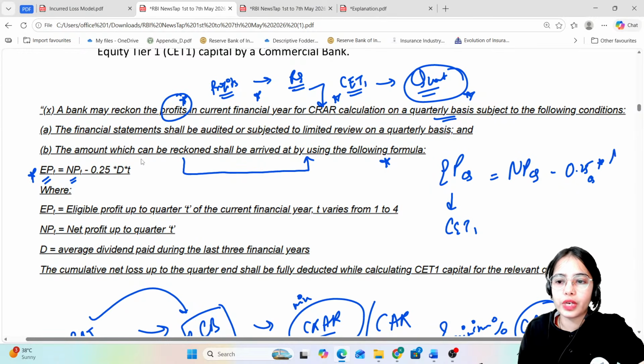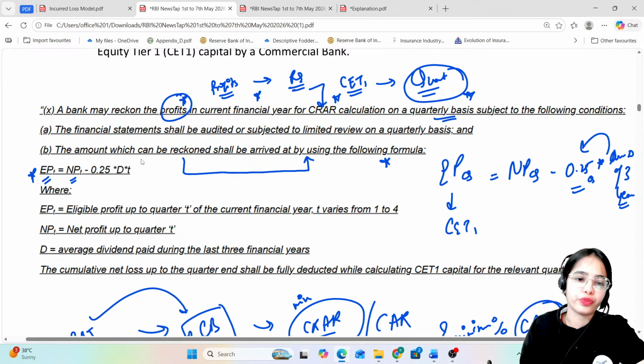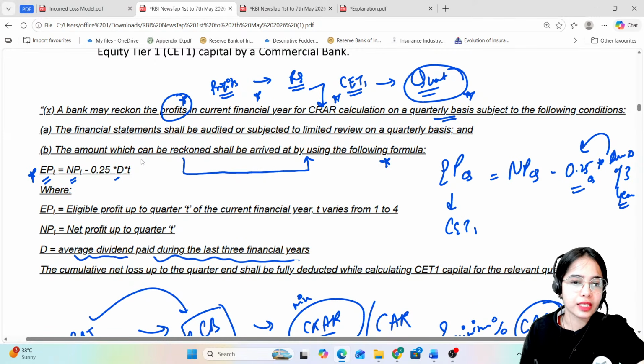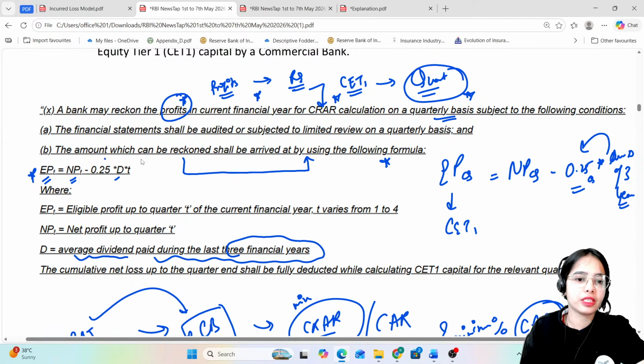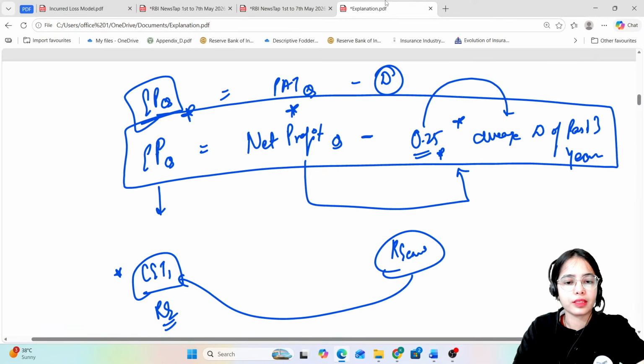Here we take the average dividend of the past 3 years and multiply it with 0.25. This is the idea. Here D is the average dividend paid during the last 3 financial years, and we multiply it with 0.25 to come to the quarterly data. Any confusion? This is it.